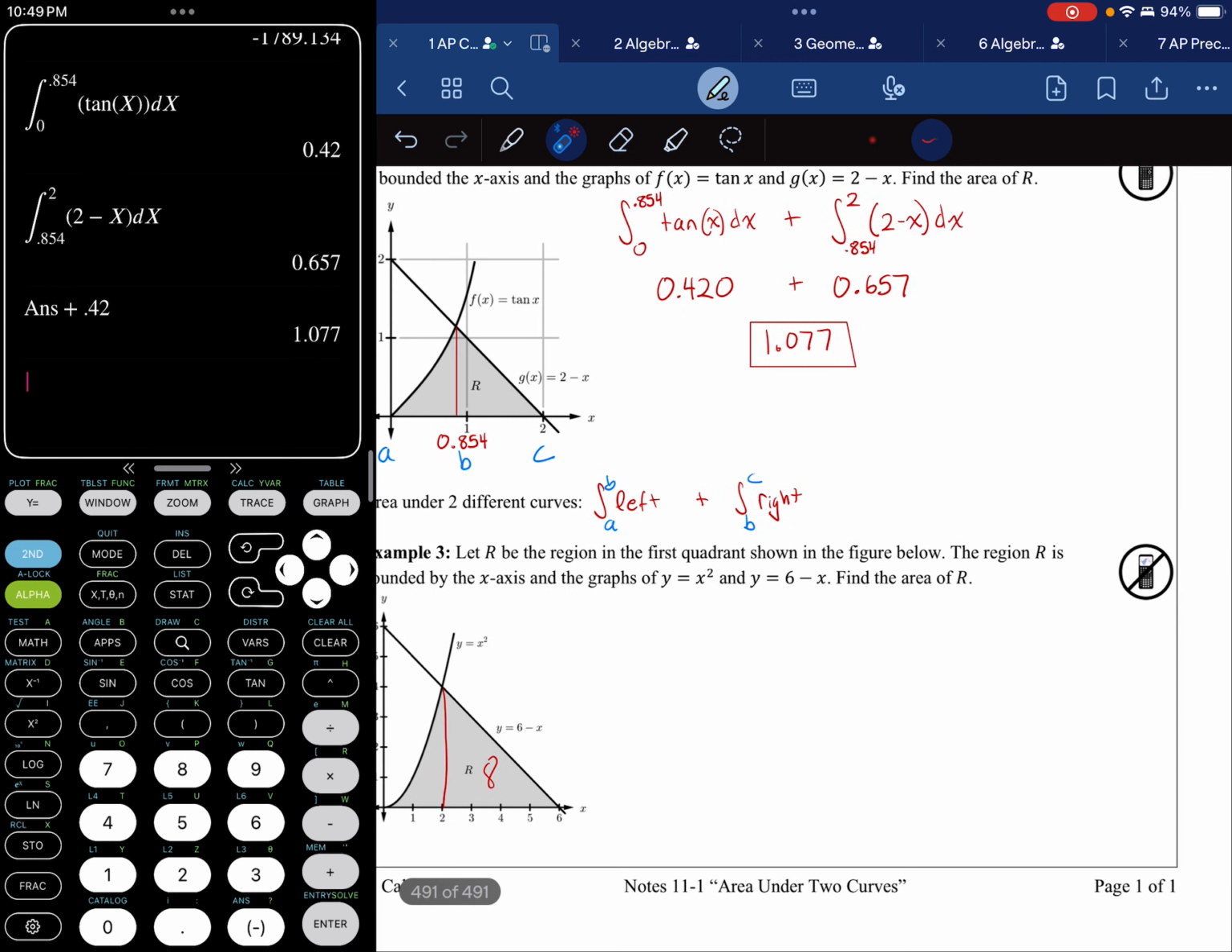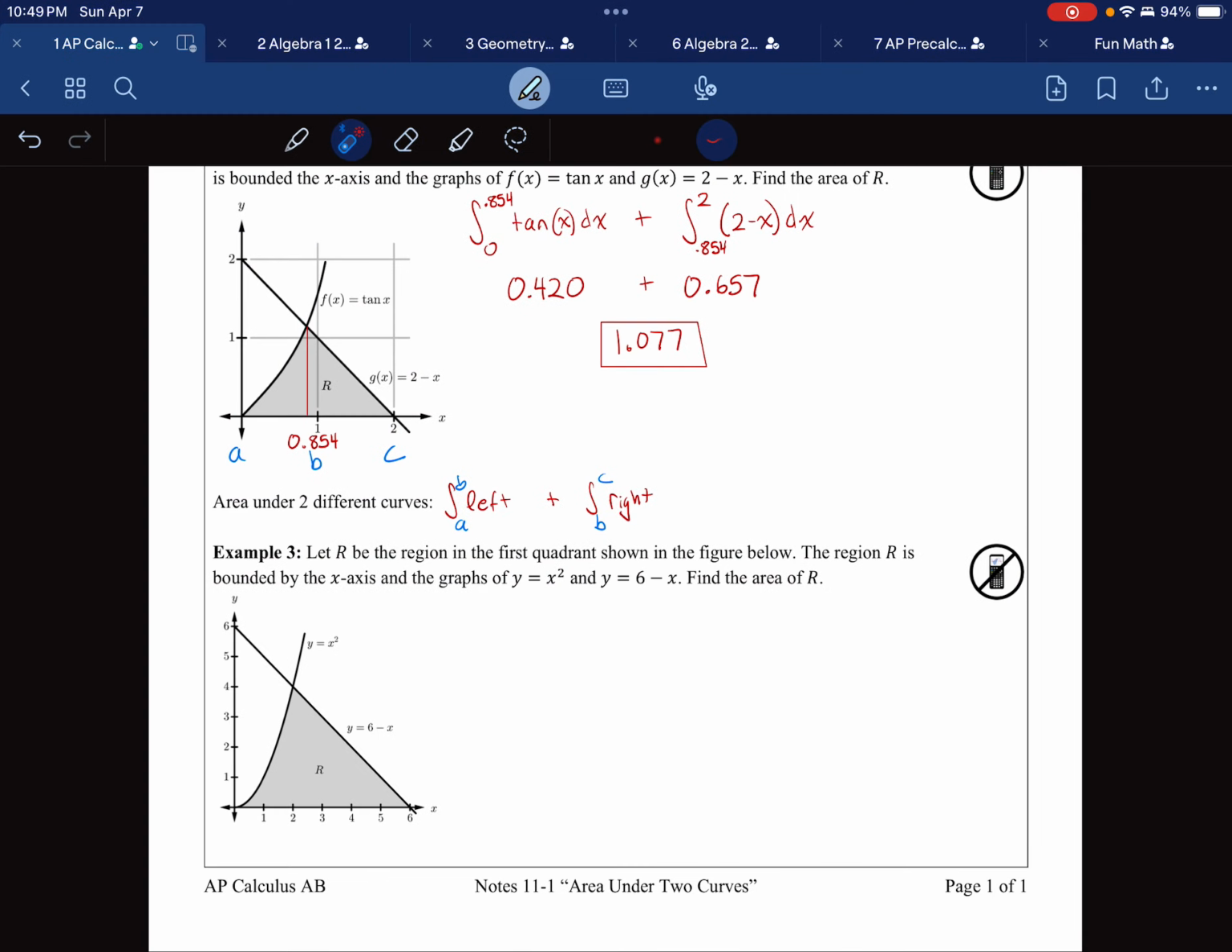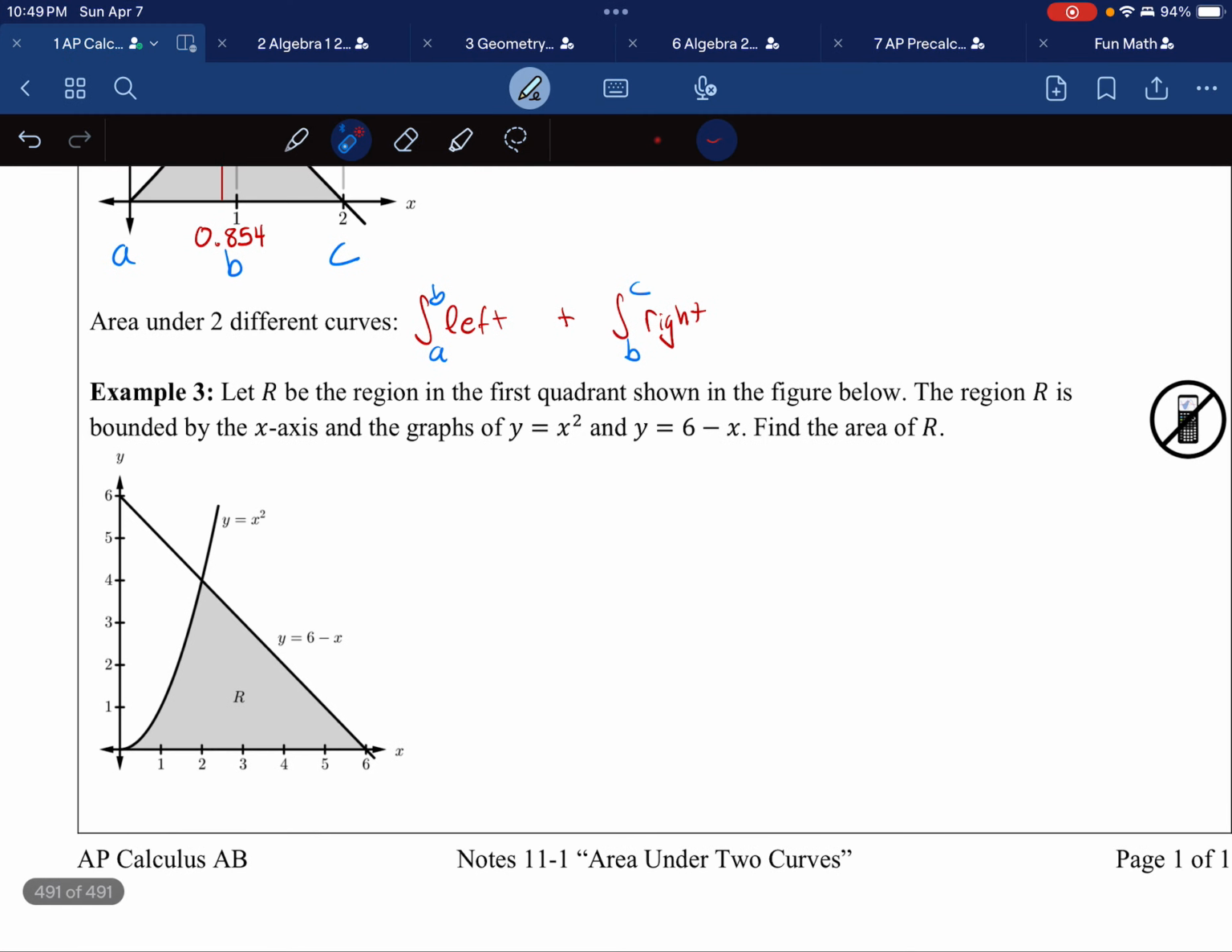All right, so let's do another example. This one, we know that we do not have a calculator, which means this calculator goes bye-bye. All right, example 3. Let R be the region in the first quadrant shown in the figure below. It's pretty clear that we're talking about that thing down there. The region R is bounded by the x-axis and the graphs of x squared and 6 minus x. It's clearly this thing right here. Find the area of R without a calculator.